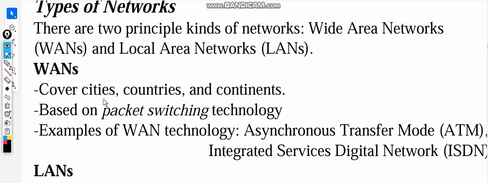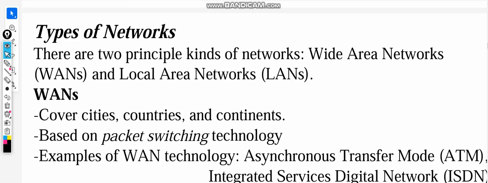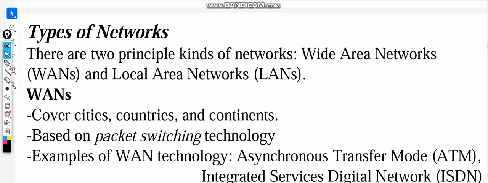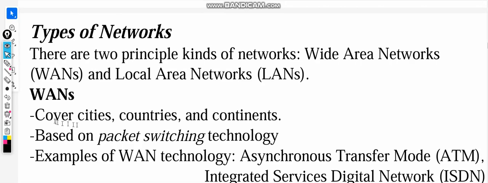So what is a WAN? WAN covers cities, countries and continents. It is based on packet switching technology. Examples of WAN technology are ATM, asynchronous transfer mode, and ISDN, integrated services digital network.